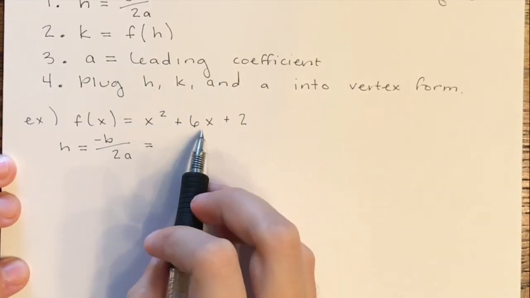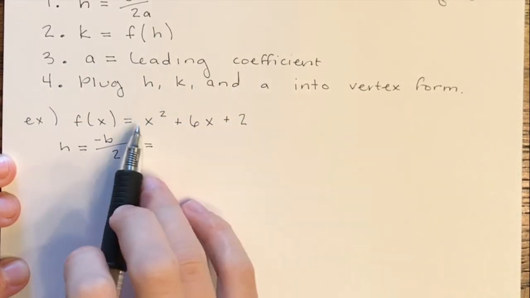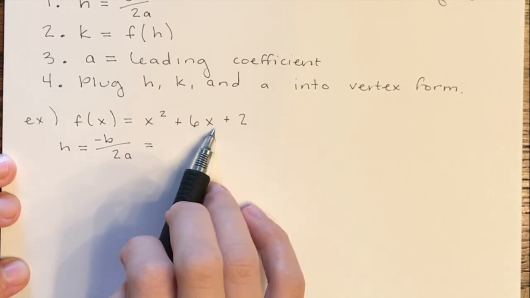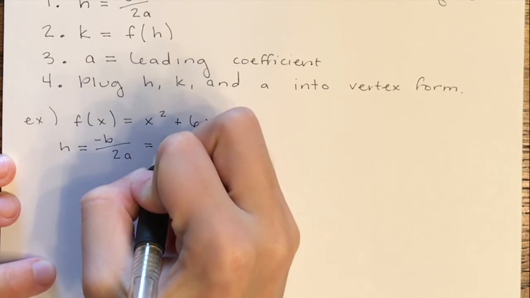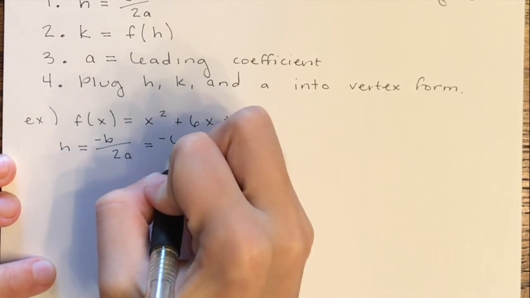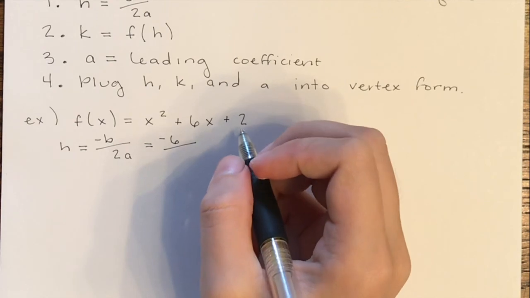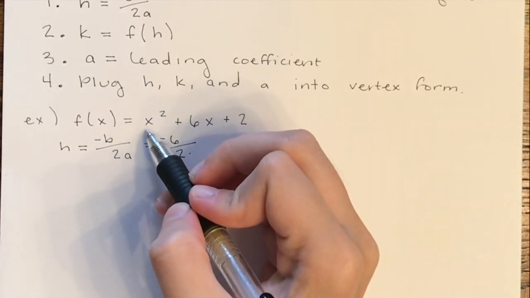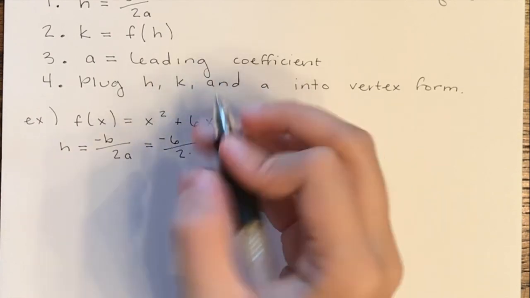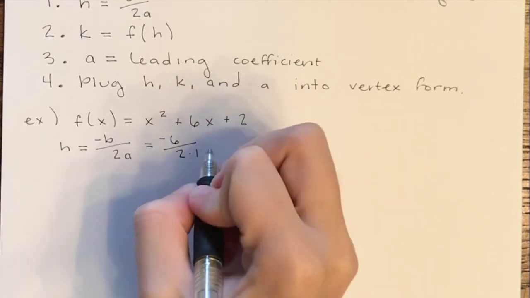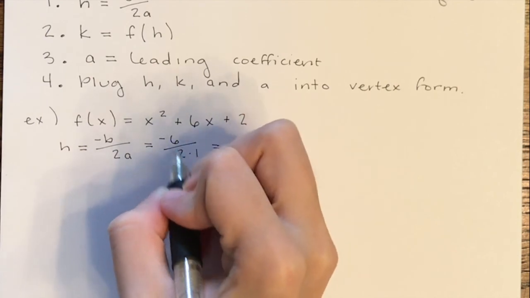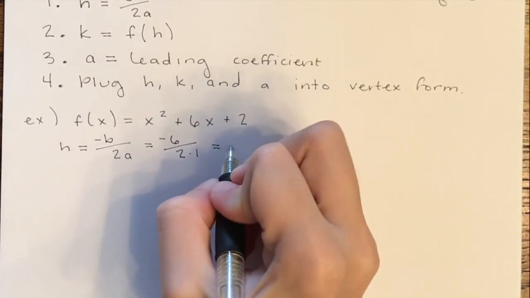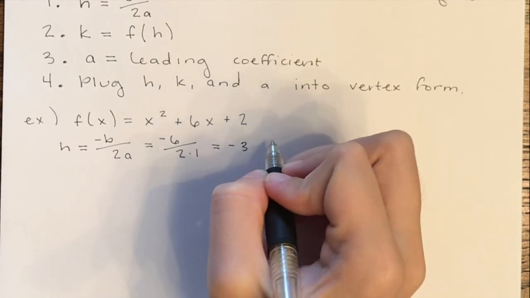What is b here? Well, remember, a was our coefficient of our x squared term, b is our coefficient of our x term, so b is 6. So we have negative b, negative 6, over 2 times a. What's the coefficient of a? It's 1, right? So we simplify this, we have negative 6 divided by 2 times 1. 2 times 1 is 2. Negative 6 divided by 2 is negative 3.